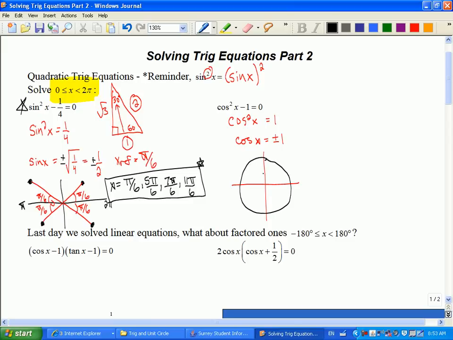This one applies to the unit circle. So I need to figure out where the cosine of x equals plus or minus 1. How do we use the unit circle when we're dealing with cosine? What is it we're looking for? The x-coordinate. In this case, the x-coordinate is plus 1 or minus 1, which tells me that x could be 0 or pi in order to make this equation work out.